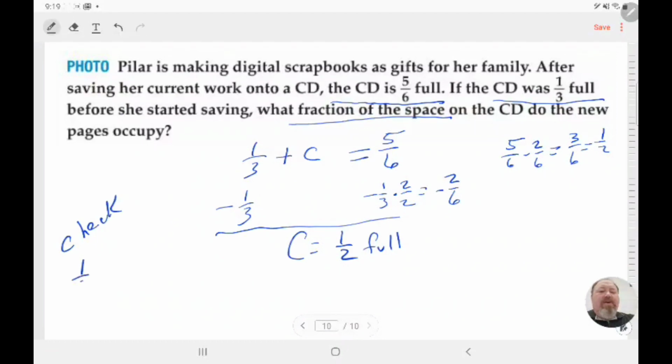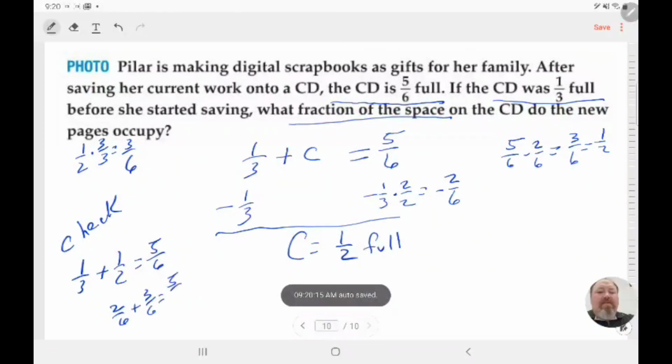So I could say 1/3 plus 1/2 should equal 5/6. We have to get a common denominator. We know that 1/3 was 2/6 because we already looked that up. So 2/6 plus 1/2. Well, 1/2 times 3 over 3 is going to give me 3/6, which we knew from before. And 2 plus 3 is 5, and 5/6 does equal 5/6, so it does check. All right, if you got any questions, let me know.